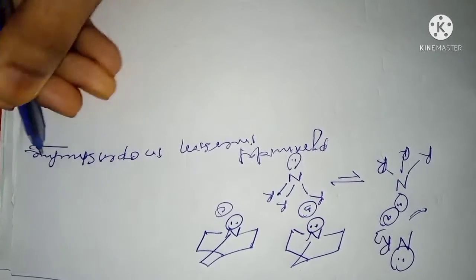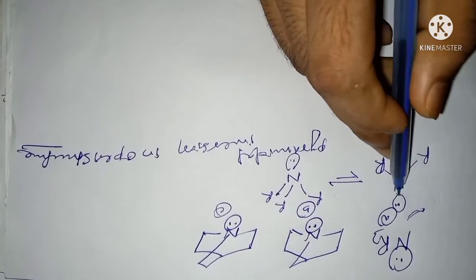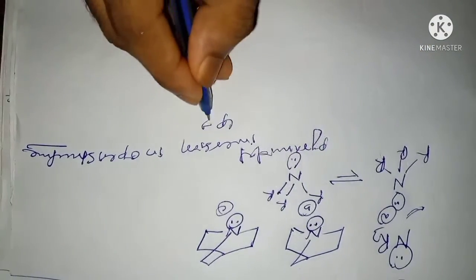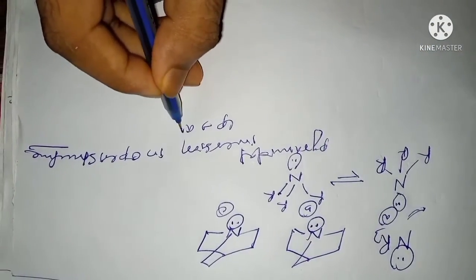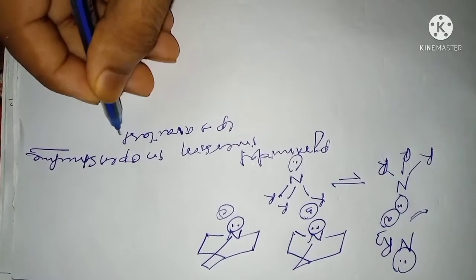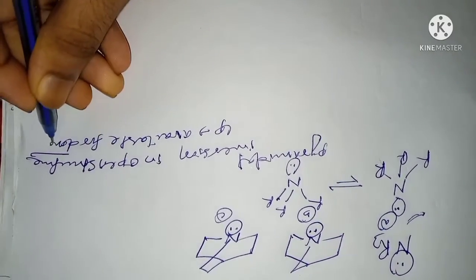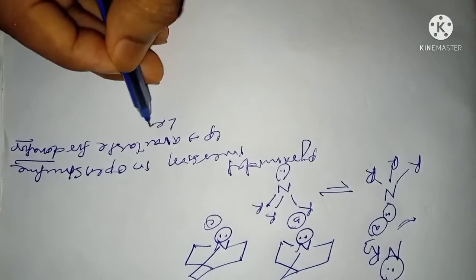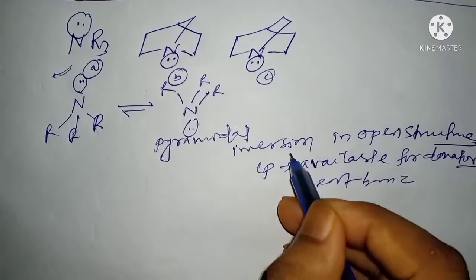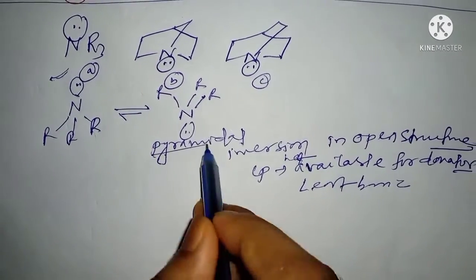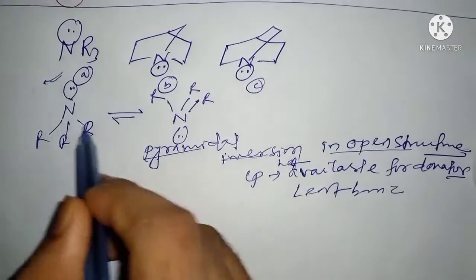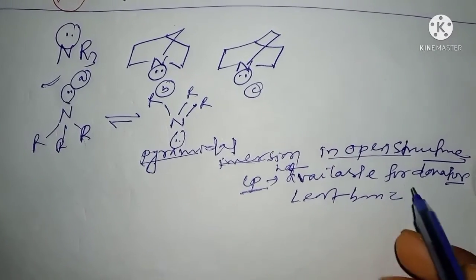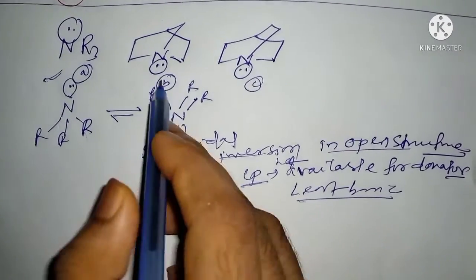Remember this thing. So N, R, R, R, lone pair: the lone pair undergoes inversion, so the lone pair is not available for donation. So this is the least basic, and this is pyramidal inversion. So in an open structure pyramidal inversion is there, so the lone pair is not available for donation. This is least basic.